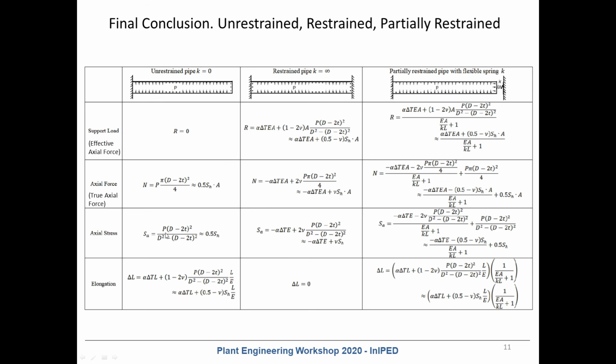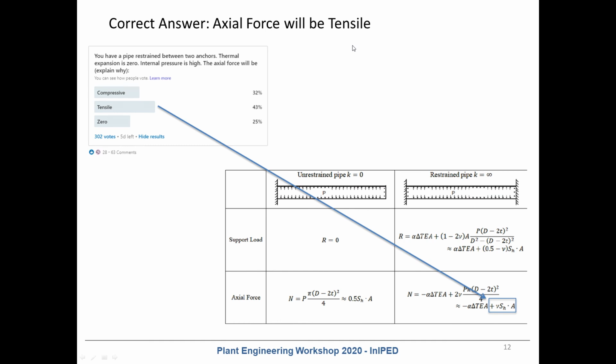These are the axial stresses and pipe elongation. The pipe elongation for restrained pipe will be 0. And these equations are for partially restrained pipe with a small flexibility on the end, so you can see the final equations here. So let's return to the poll on the LinkedIn page.